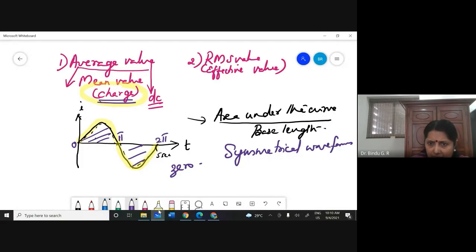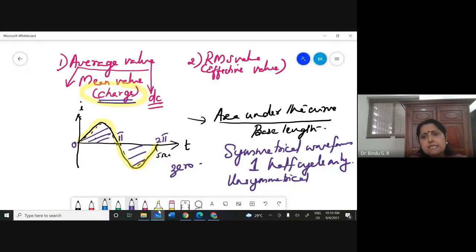So in the case of symmetrical waveforms, remember, whenever you are asked to find the average value, you need to find the average value for one half cycle only. Example, in the case of a sine wave. But in the case of unsymmetrical waveforms, we'll come to unsymmetrical waveforms also, one full cycle is to be considered.